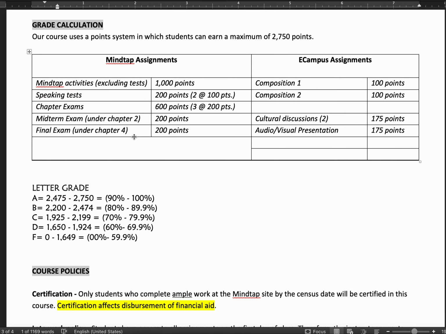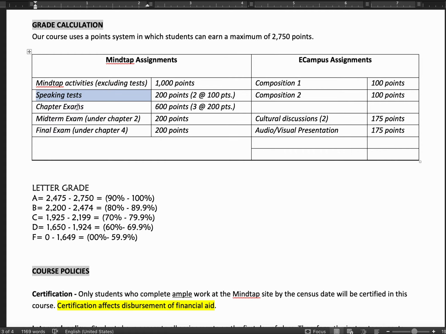How to calculate your grade. Your grade is based on a point system. You can earn a maximum of 2,750 points. 1,000 points go to your MindTap activities, your daily activities. You will have 2 speaking tests with me. It'll be a one-on-one conversation, about 5 to 7 minutes, and I will give you questions to study, and you will prepare some answers, and we will meet twice throughout the semester. Those are 100 points each.